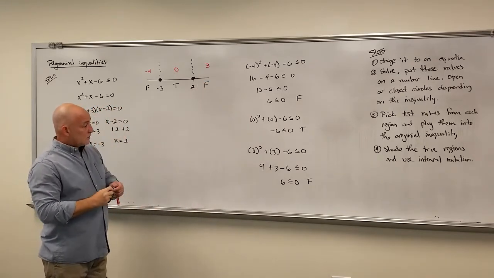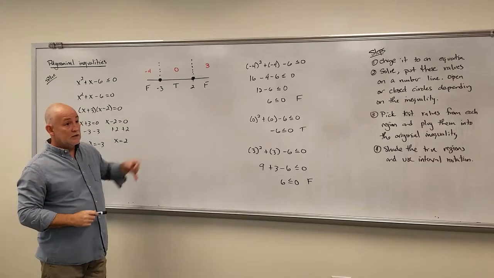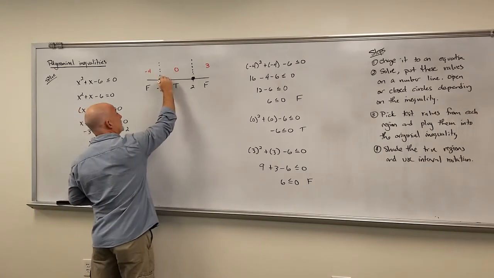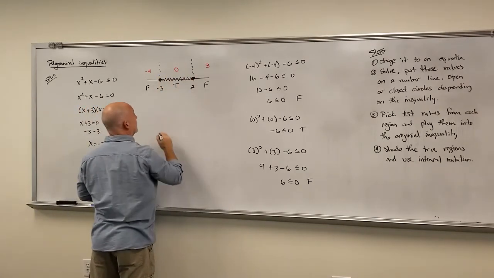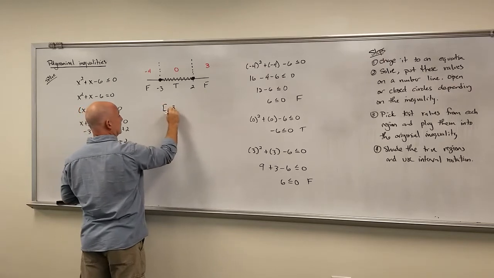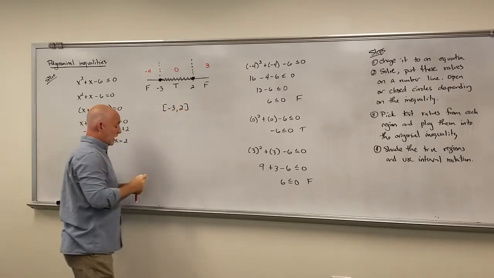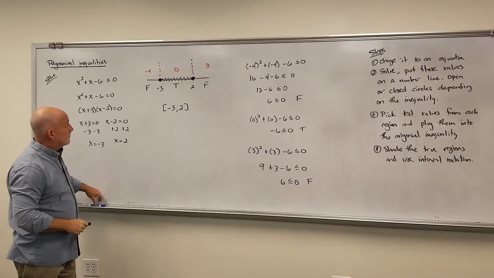Okay, so you can see our only region that is true is right here in the middle. So that's where we're going to shade. And interval notation for this would be negative 3 to 2, and we're including both of them.